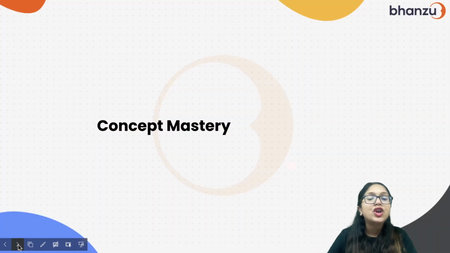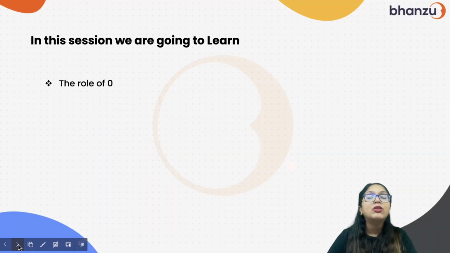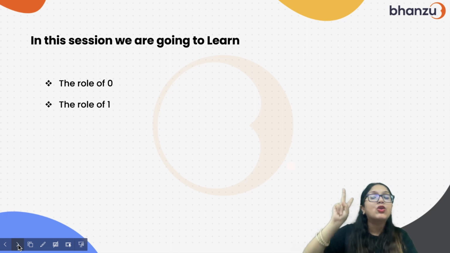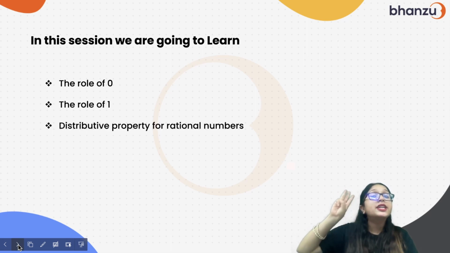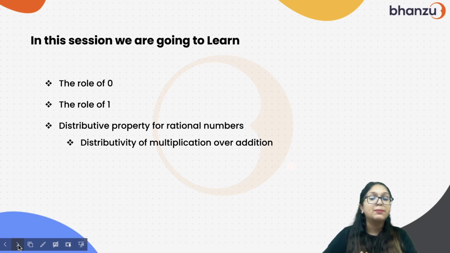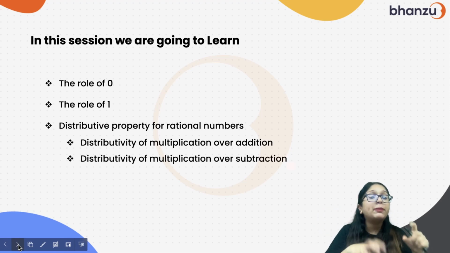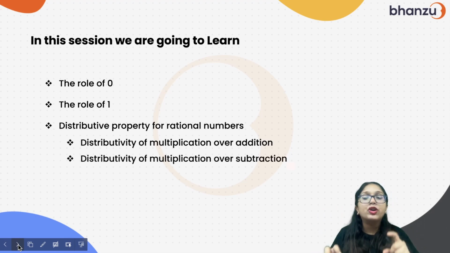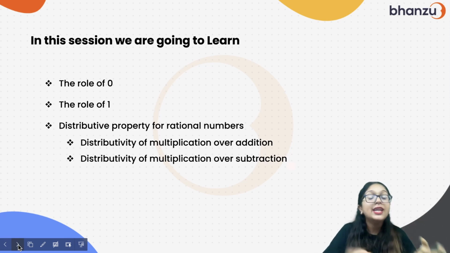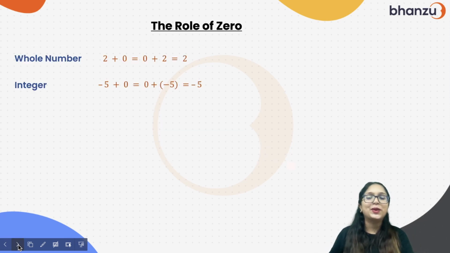Okay, so let's get the mastery over this concept. We are going to learn the role of 0 first, then role of 1, and the third thing is distributive property for rational numbers: distributivity of multiplication over addition, and distributivity of multiplication over subtraction also. So first of all, let's talk about the role of 0.